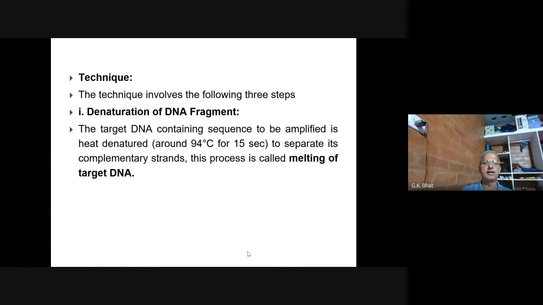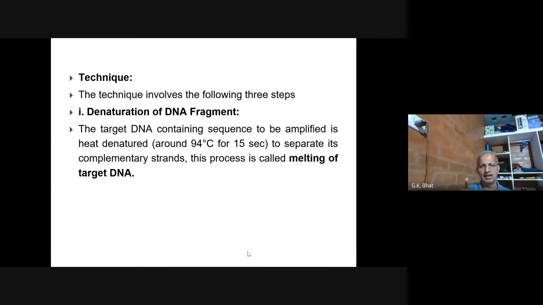Technique. The technique involves the following 3 steps. 1, denaturation of DNA fragment. The target DNA containing the sequence to be amplified is heat denatured. That means it is heated around 94 degrees centigrade for 15 seconds. Always it is asked in the NEET exams: for how much time, at what degree is it heated?